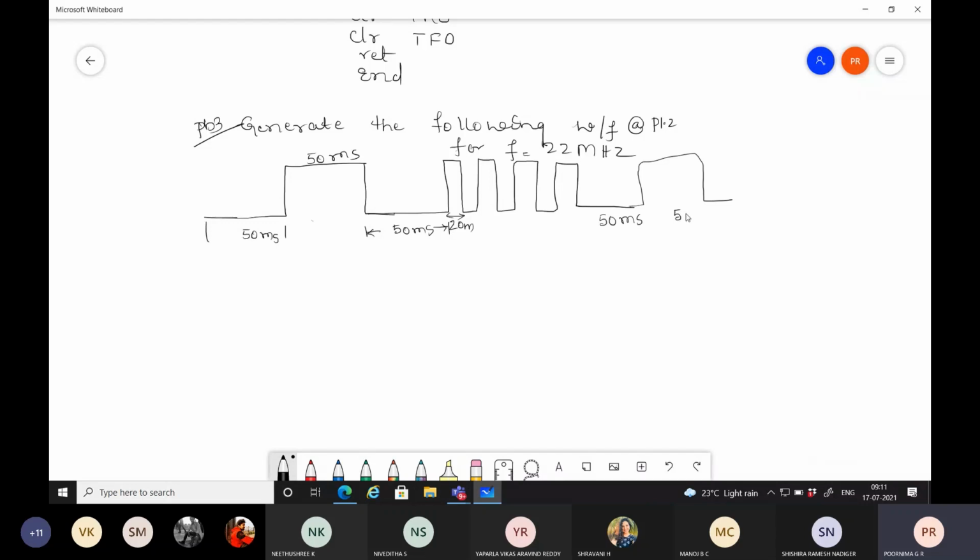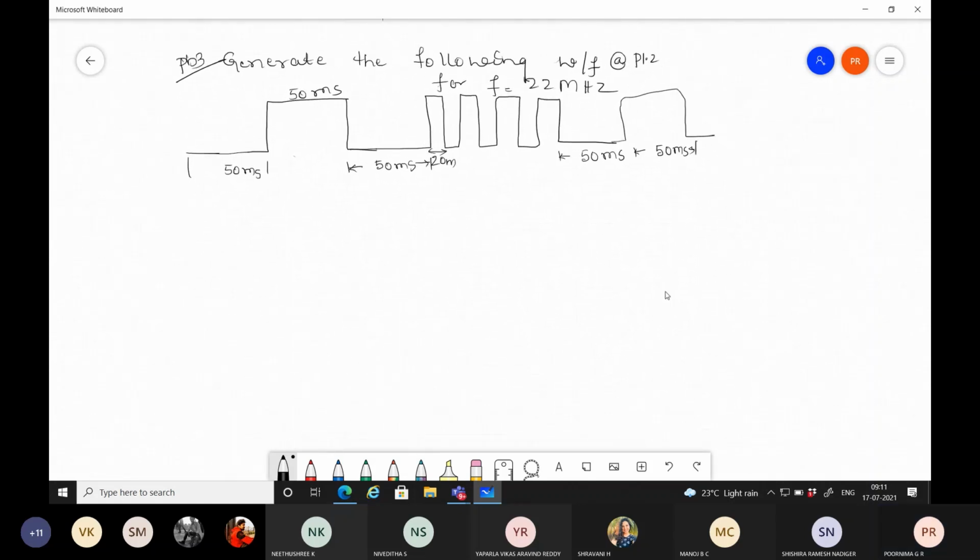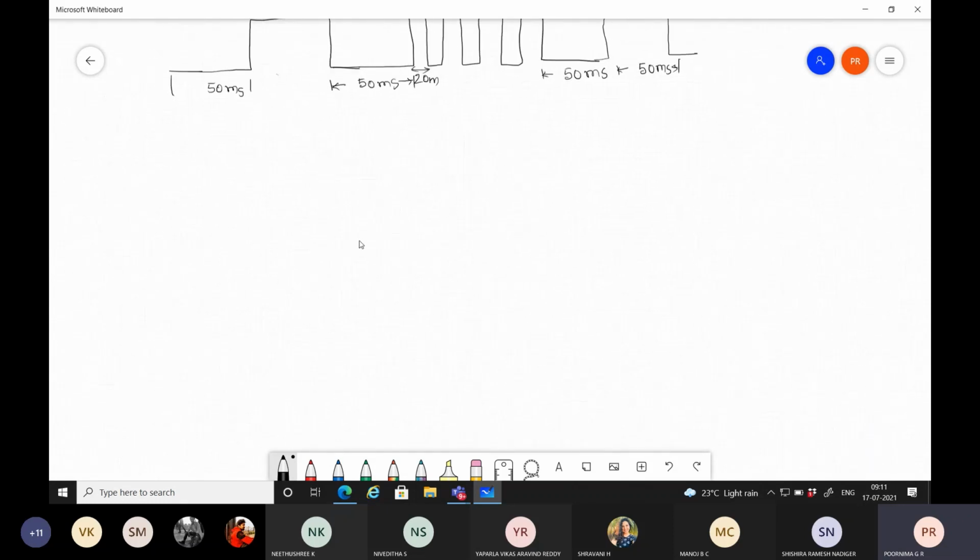How do we generate? That is the question I asked you to do as an assignment in the previous class. How many of you are able to do it? Did anyone else try to solve it? Please respond.